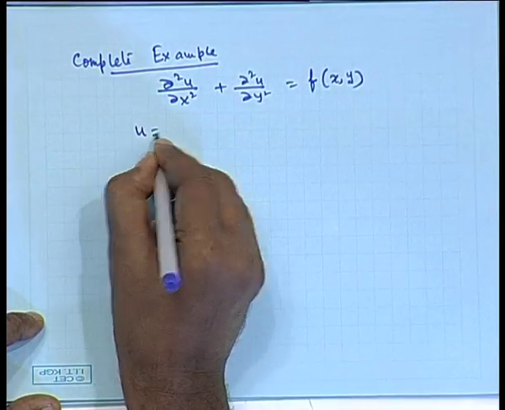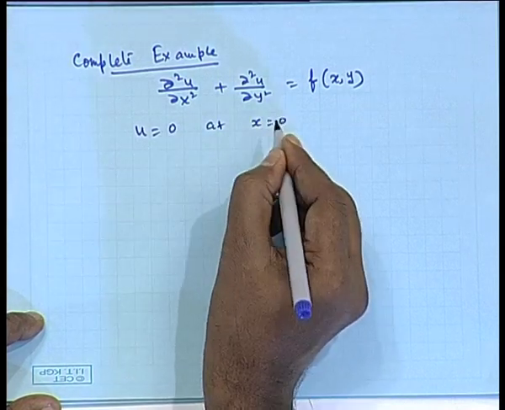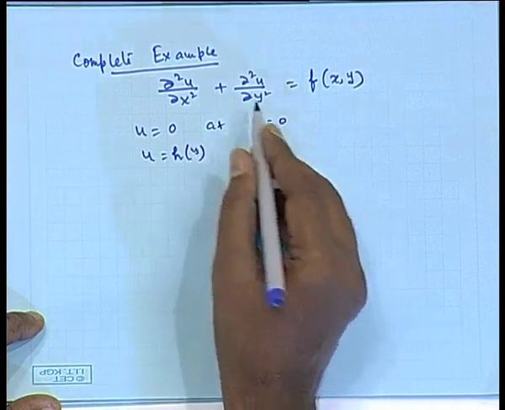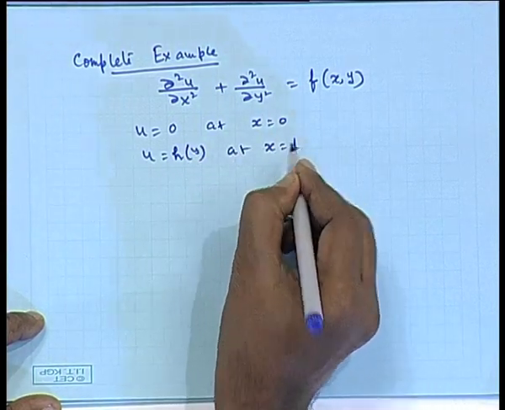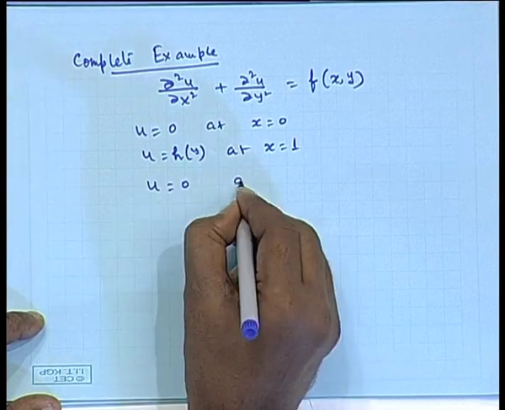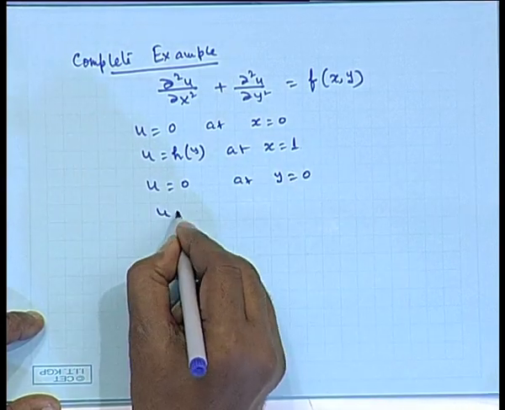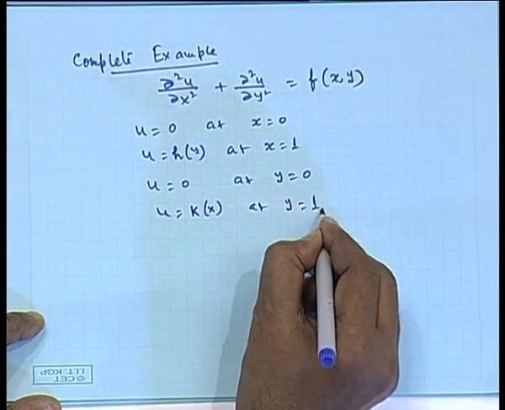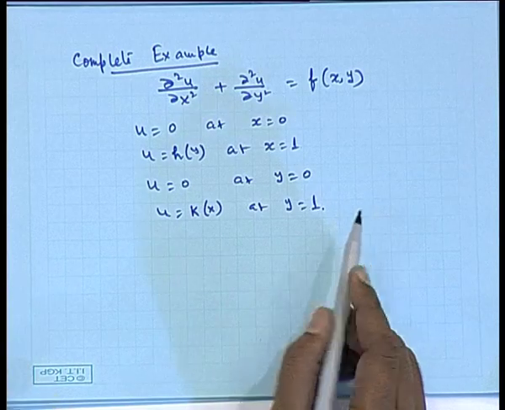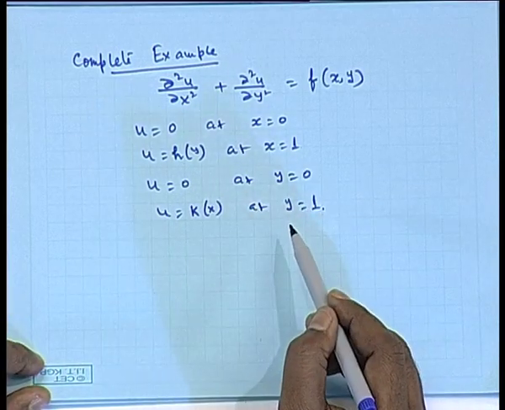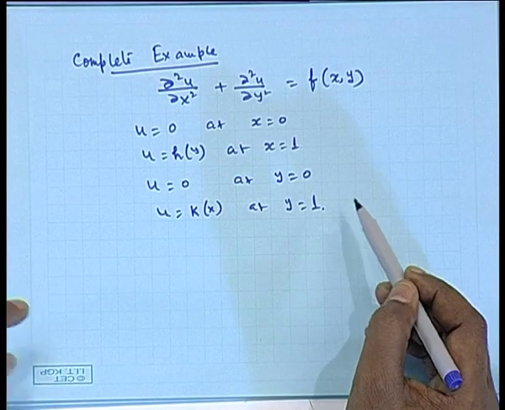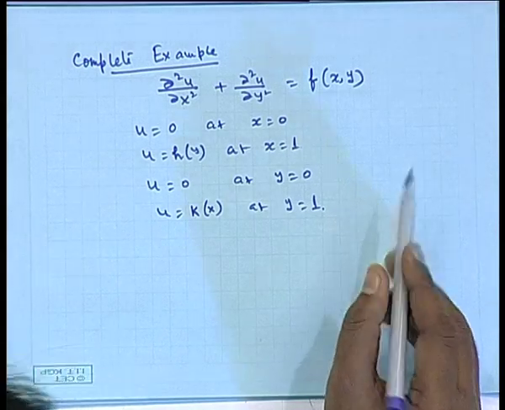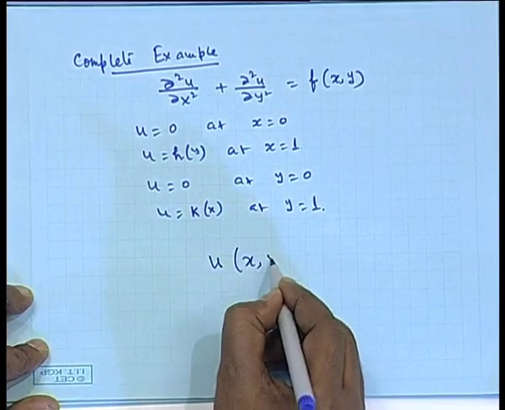Let us say u is equal to 0 at x equal to 0. u is equal to some function h at x equal to 1, u is equal to 0 at y equal to 0, u is equal to k of x at y equal to 1. That means there are 2 homogeneous boundary conditions and 2 non-homogeneous boundary conditions, and our aim is to find u as a function of x and y.